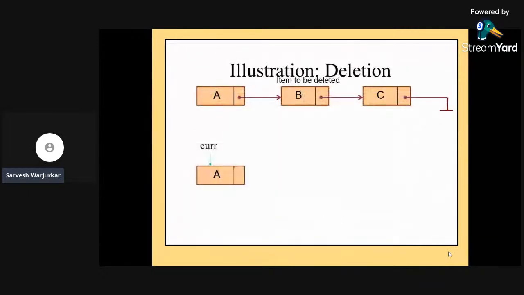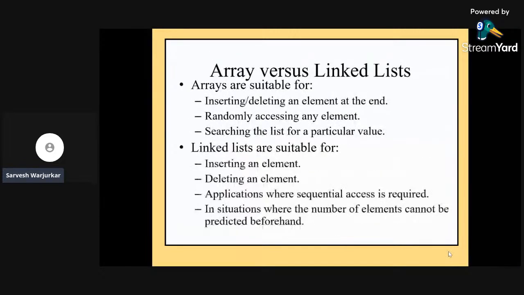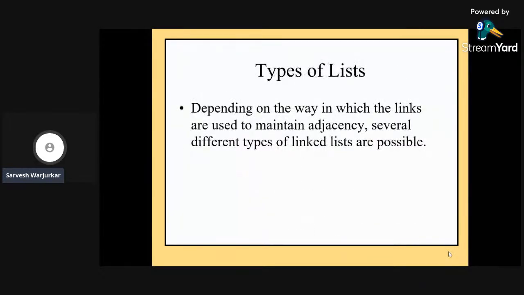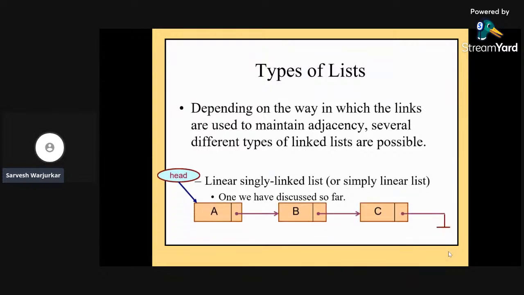Next one is the various different types of linked list and the various operations on linked list. That is really a major concern. First of all, we'll go with the types of linked list, where depending on the way in which the links are used to maintain the adjacency, several different types of linked list are possible. Firstly, we can go with the singly linked list, that is the linear singly linked list or simple linear list, the one we have discussed so far.